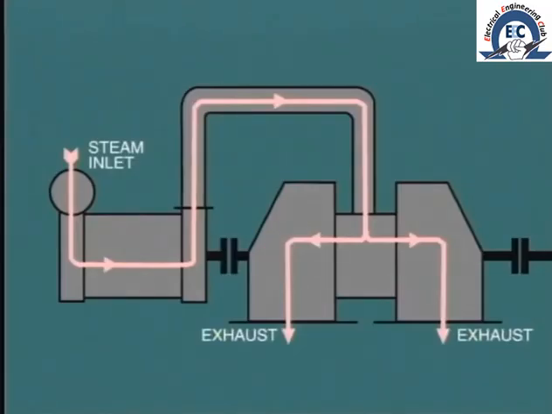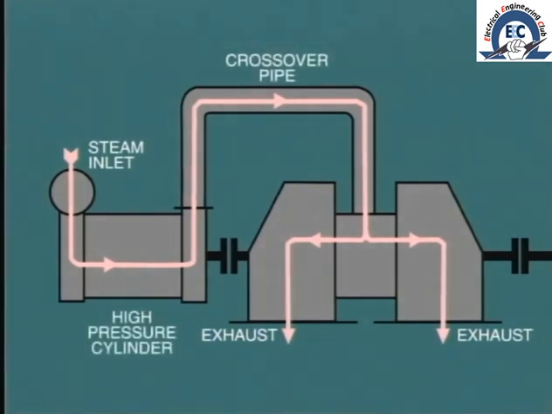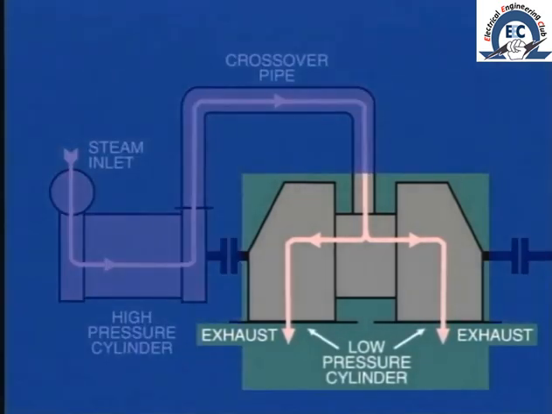Here we see a common arrangement of two cylinders which may be used for units of up to about 150 megawatts. Crossover pipes are used to connect the exhaust from the high-pressure cylinder to the inlet of the low-pressure cylinder. Most low-pressure cylinders are of the double flow type, where steam enters at the center and flows outwards in opposite directions. This provides some balance to the thrust and tends to keep the shaft centered.